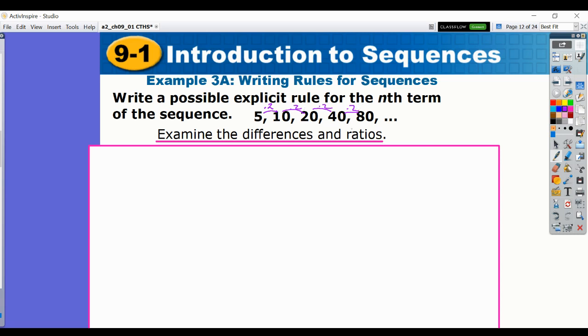So this one has a common ratio. So because it has a ratio, we know we're going to have an exponential. So that helps knowing those things. If it's adding, you're going to have linear. So let's try this out.